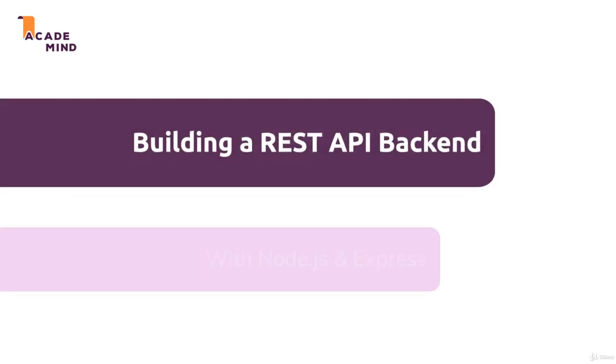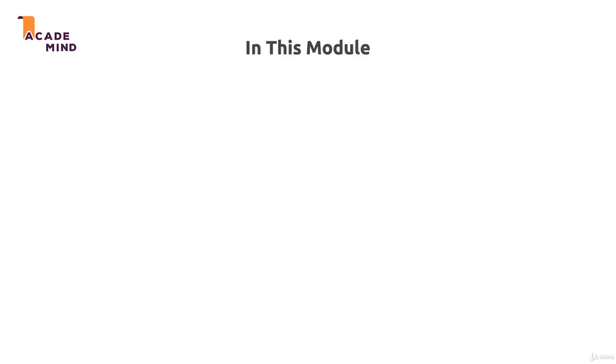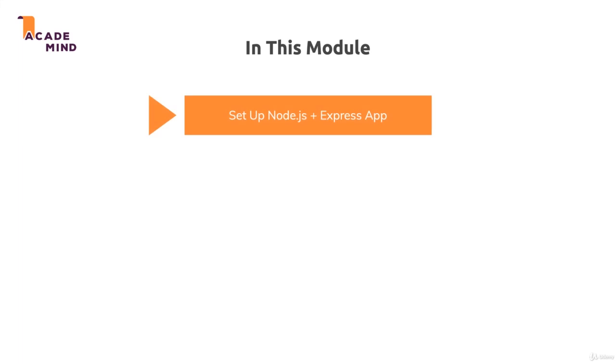In this module, we'll get started with the backend of our application. We'll build our Node.js Express REST API and write all the code we need to write to handle incoming requests for different routes and much more. Specifically in this module, we will set up this Node and Express app.